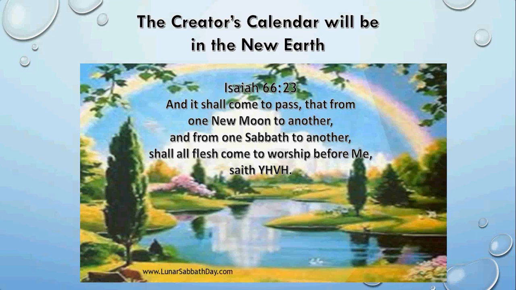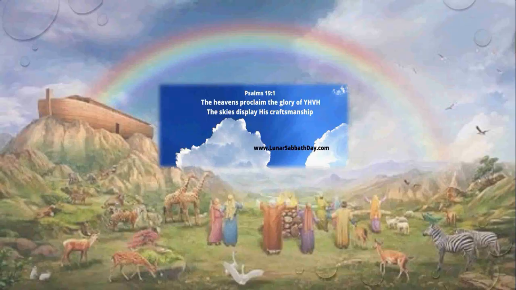So the Creator's calendar will be in the new earth also. We've seen it in the past, it's in the present, and the future with all the prophetic timelines using a 30-day month and a 360-day year. And we can read about this in Isaiah 66:23. And it shall come to pass that from one new moon to another, and from one Sabbath to another, shall all flesh come to worship before me, saith Jehovah. And Psalms 19:1 says, the heavens proclaim the glory of Yah, the skies display his craftsmanship.